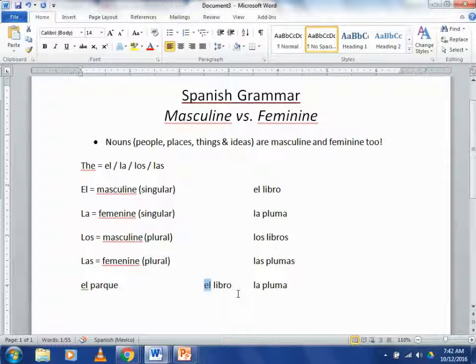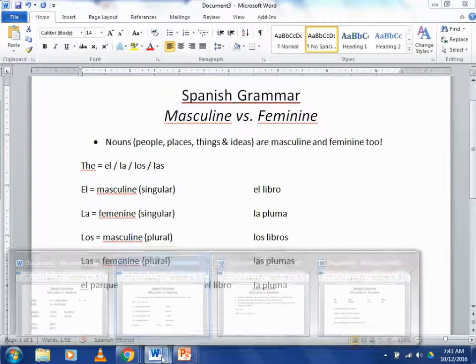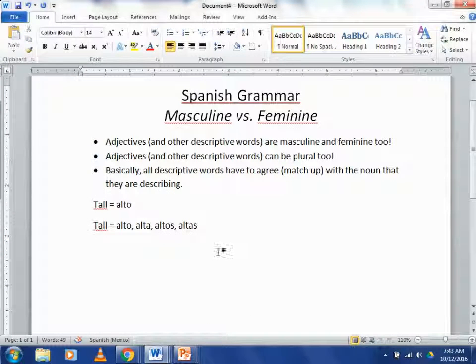Okay, this creates a scenario where we're now not only thinking of gender for people, but also objects. If it stopped there, it also wouldn't be that complex. You just have that extra step of figuring out which version of the to use, but it doesn't. Masculine versus feminine grammar extends to adjectives in the language and any other descriptive words. Those are all masculine or feminine too. And they can also be plural.